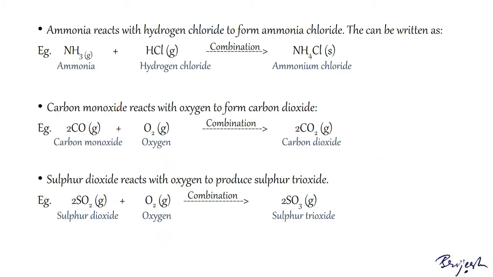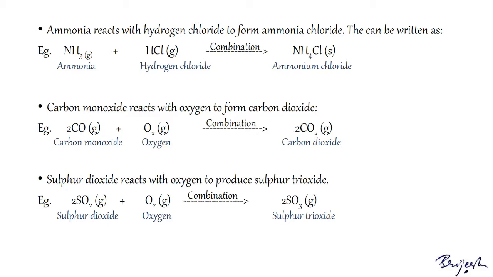Now this next example is ammonia reacts with hydrogen chloride to form ammonium chloride. In this reaction, two compounds, ammonia and hydrogen chloride gas, combine together to produce a new compound, ammonium chloride. So this is a combination reaction. Another example is carbon monoxide reacts with oxygen to form carbon dioxide. So in this reaction, carbon monoxide compound reacts with oxygen element to form new compound, carbon dioxide. So this is a combination reaction.